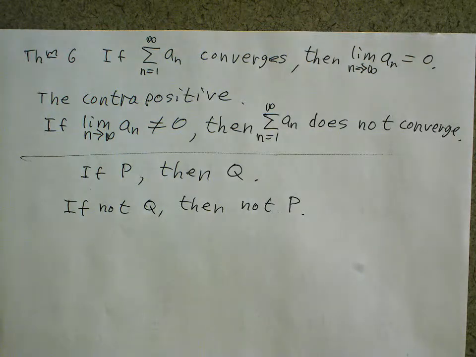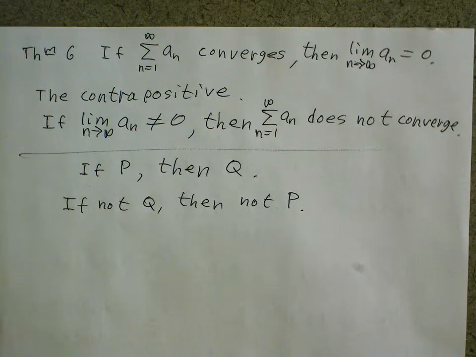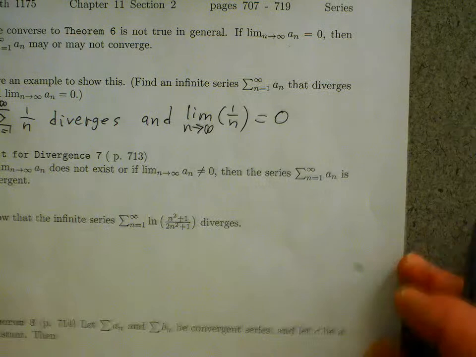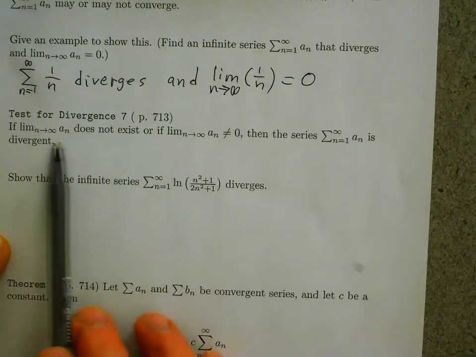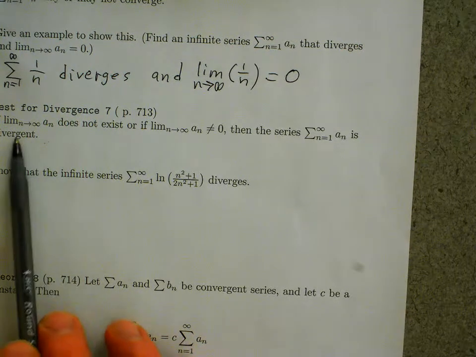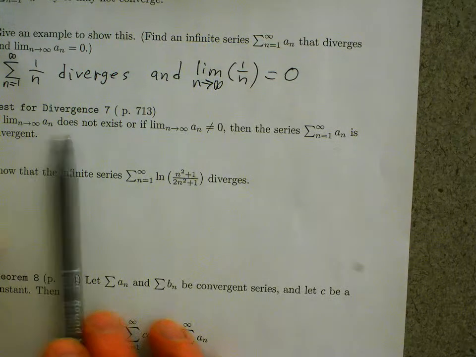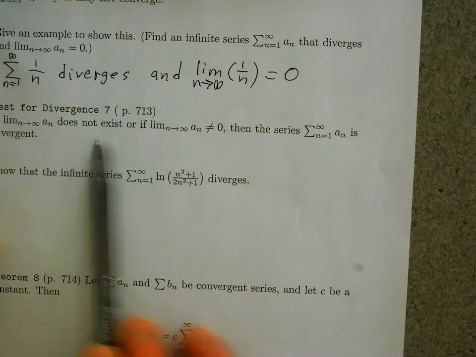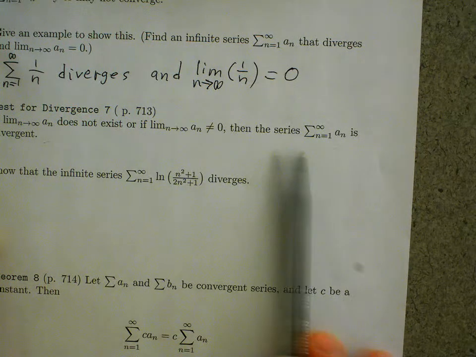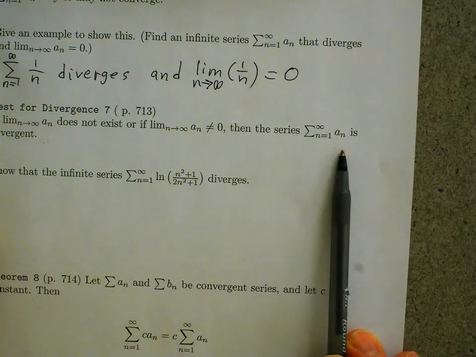We have a test for divergence. So once again, the test for divergence, which is just the contrapositive to Theorem 6: if the limit of the a sub n terms does not exist, or if it does exist but does not equal 0, then the series of the a sub n terms is divergent.